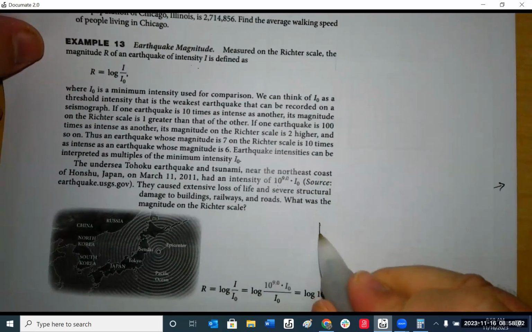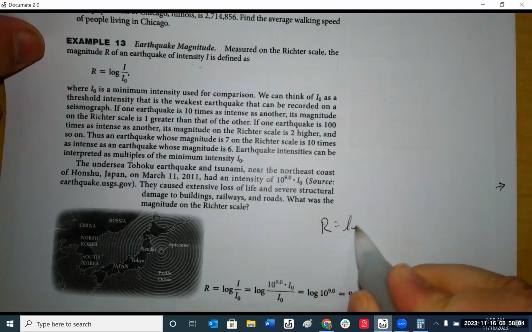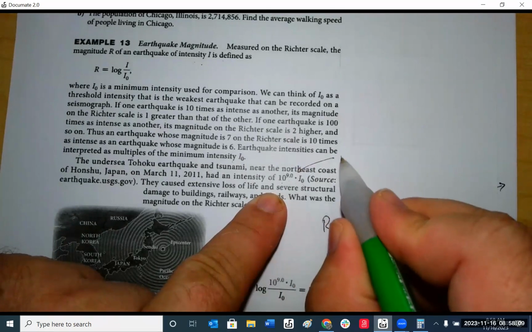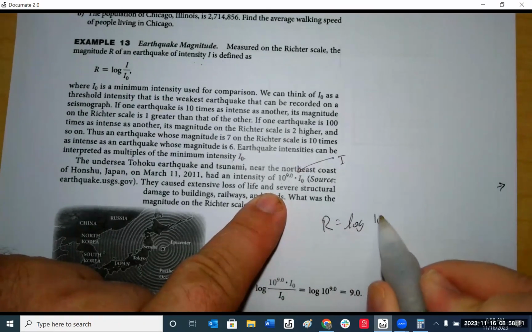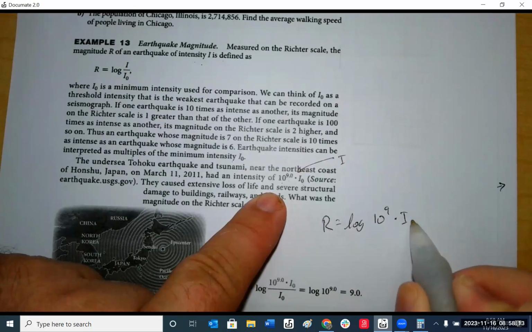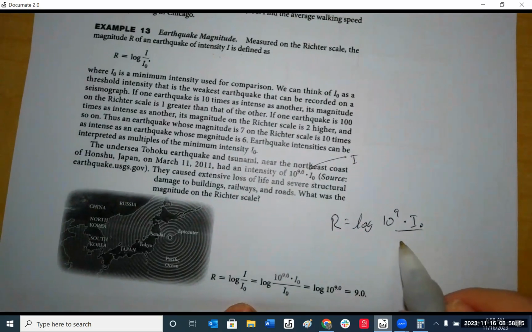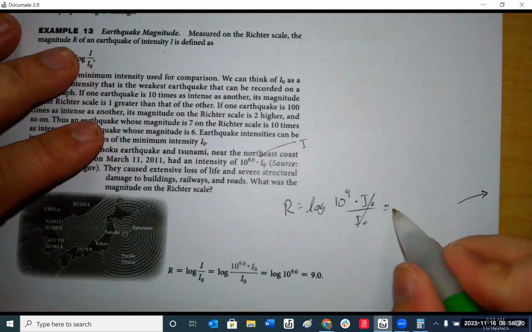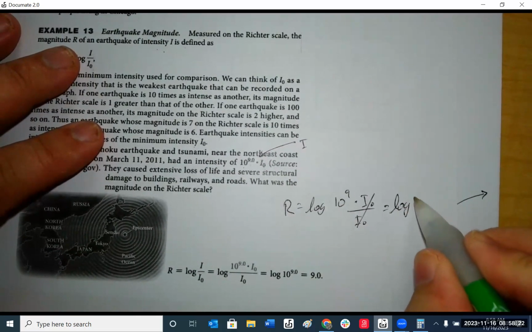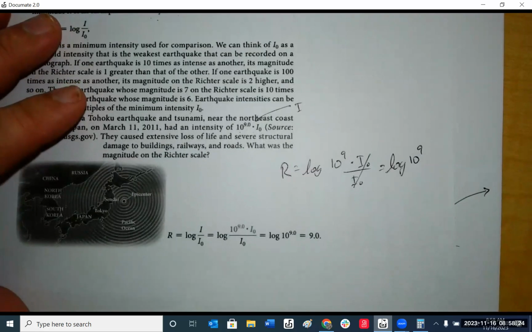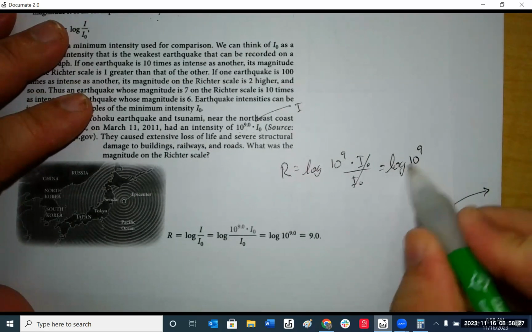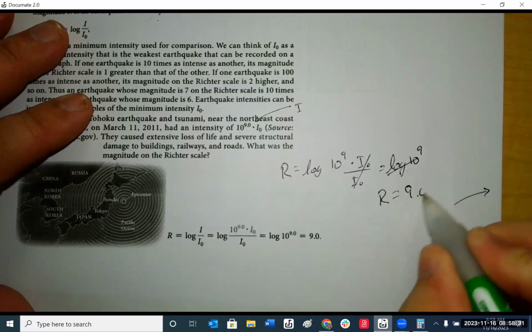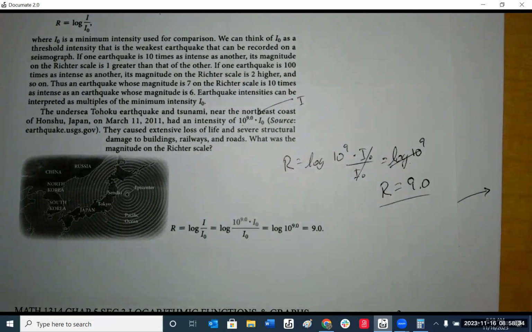So our equation, the Richter scale, becomes log base 10. Our I is this: 10 to the 9th times I sub 0, over I sub 0. So those cancel. So it's log base 10 of 10 to the 9th. Log base 10 and that one cancel. So the Richter is 9.0.